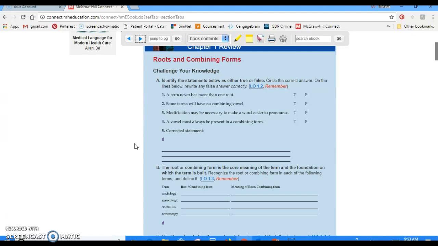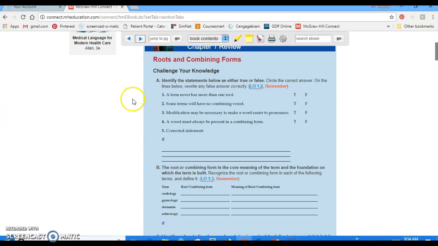So, for example, a term never has more than one root. That's false. It can have more than one root easily. Gastroenterology is one of the terms that we use that has multiple roots in it. And some terms will have no combining vowel. That's true. The combining vowel is only there if it's needed to make the word easier to pronounce. If one of the terms ends in a vowel, then you don't have a double vowel.